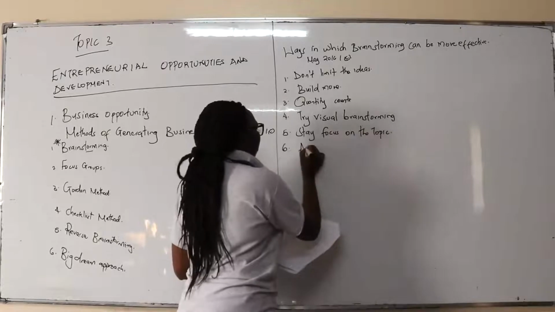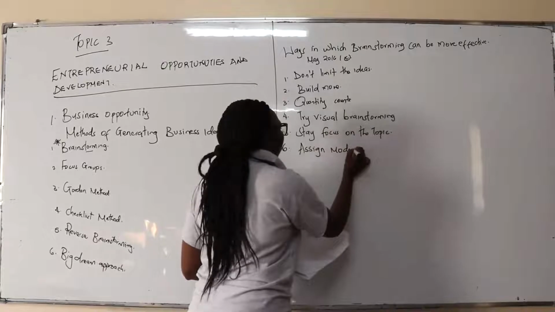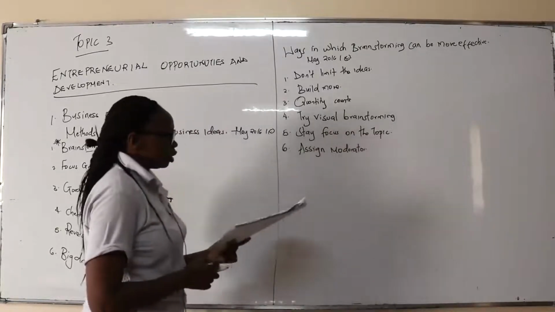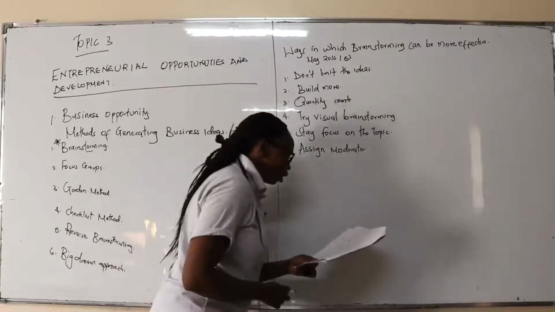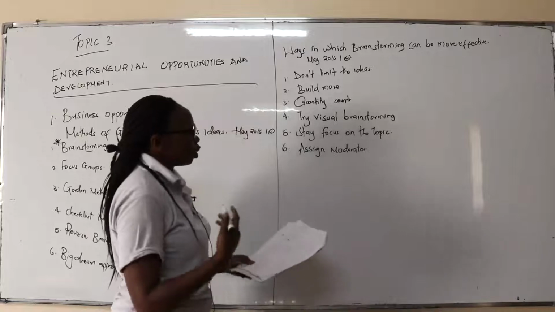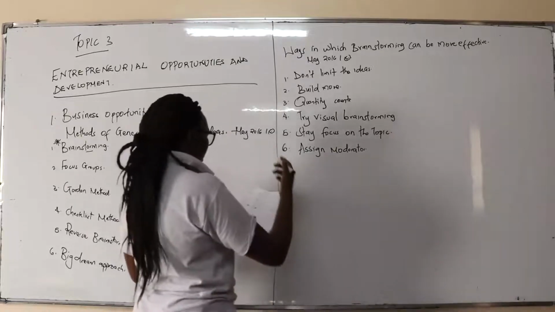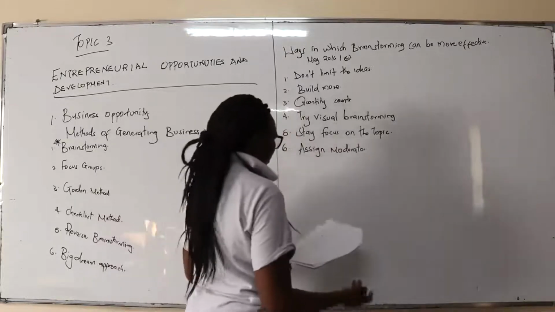Another one is to assign the moderator. And I say that you assign the moderator. This is whereby you assign someone to be in charge of the brainstorming session. This is to make the brainstorming have a productive direction. So those are some of the ways in which you can make your brainstorming more effective.